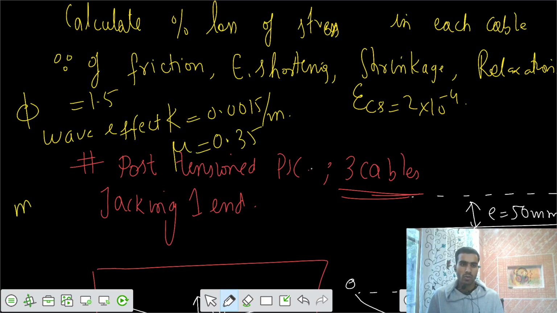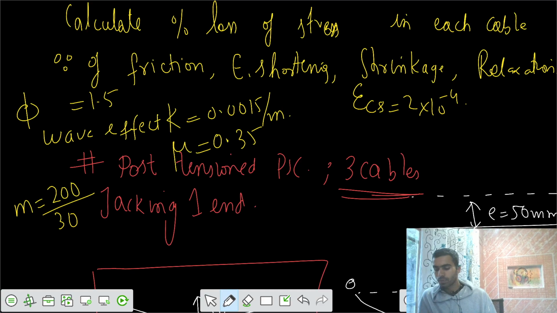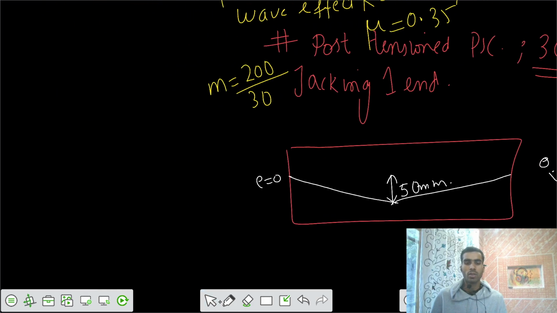The modular ratio is also given to you, 200. That's 200 divided by 30, that's actually 2 into 10 power 5 megapascals divided by that 30 value, no units. So that is your m value. And it's also mentioned that all the three cables are tensioned simultaneously.